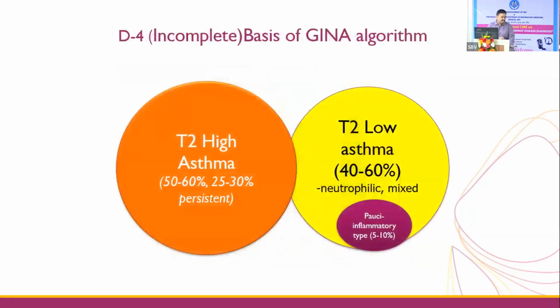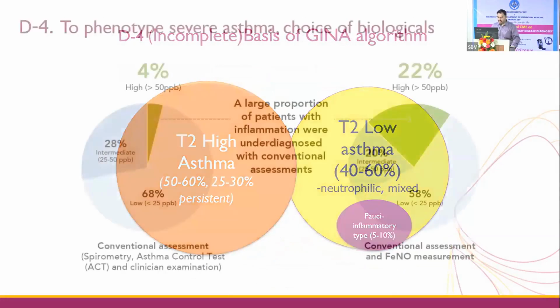So overall, this is where we need to group patients broadly, T2 high and T2 low, having realized that these are the issues that are there in the background.